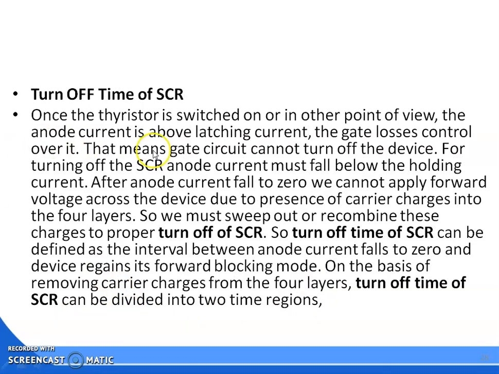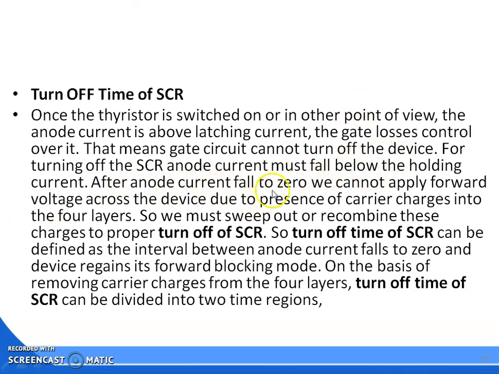The turn-off time of the SCR. Once the SCR thyristor is switched on, or in other words, once the anode current is above the latching current, the gate loses control over it. That means the gate circuit cannot turn off the device. For turning off the SCR, the anode current must fall below the holding current.